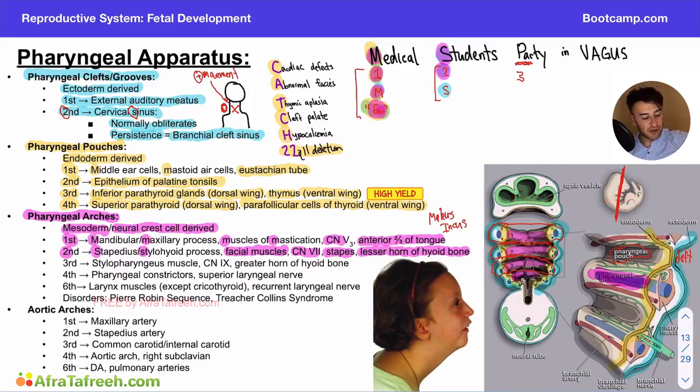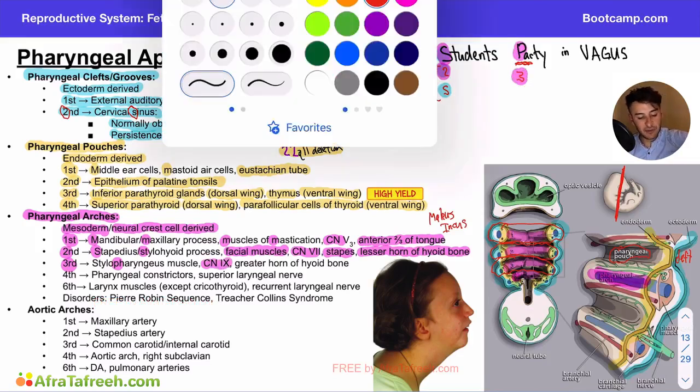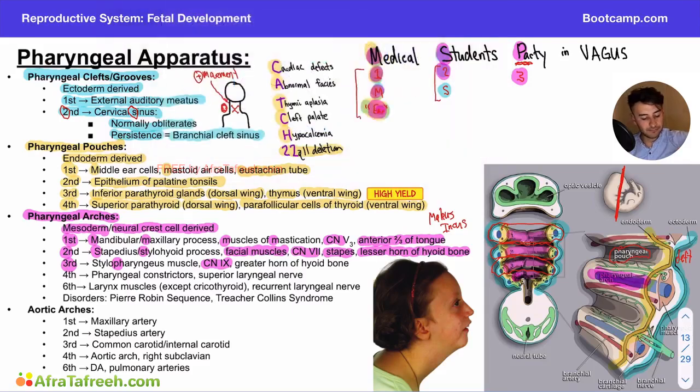Moving on to our third arch, we're going to have the stylopharyngeus muscle, and I like to remember this PH part of pharyngeus is going to relate to the P in our party, and this is going to be group 3. And then we have cranial nerve 9, and if you draw out a 9 and you were to reverse it, it kind of looks like a P. So I remember the P and the 9 for cranial nerve 9 look very similar. And then we also have the greater horn of the hyoid bone.